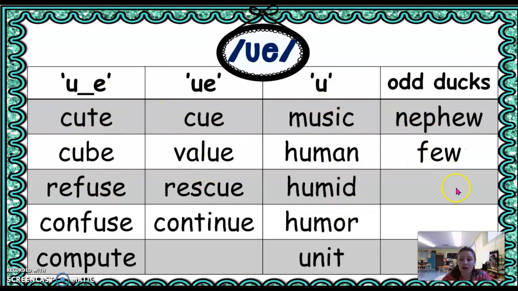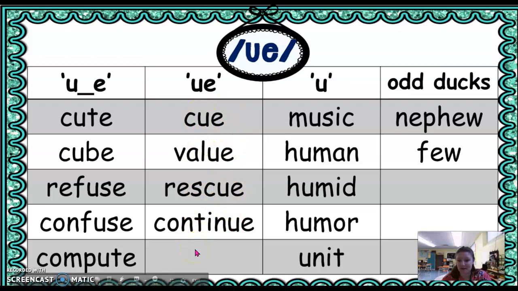If we take a peek at all of the words that make the long U sound on this page, we can sort them by their spelling. All of the words in this column use a magic E with our U. So we use U, consonant, E. Cute, cube, refuse, confuse, compute. Over here, we have words that make the long U sound, but use the UE spelling. We have Q, value, rescue, continue. What do you notice about where the UE spelling is in all of these words?